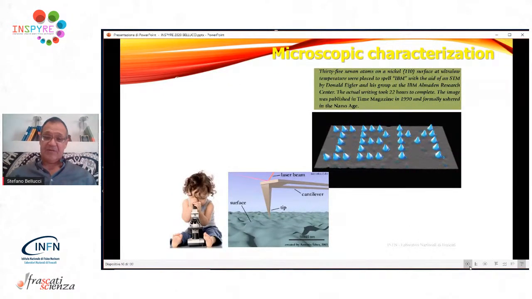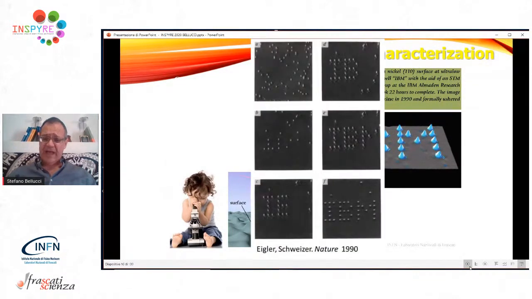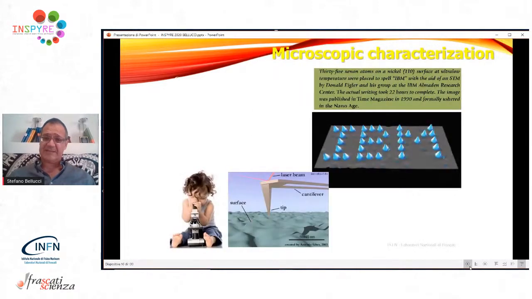How do we see this type of arrangement at the atomic level? In the recent past, in the 1990s, there were striking results obtained by the IBM group, which was able to arrange 35 atoms of xenon on a nickel surface with a certain lattice structure, 110 in particular, of course at very, very low temperature, otherwise the atoms would vibrate and oscillate a lot. So they decided to put them in an ordered structure, for instance, in this case, IBM. It took about 22 hours to complete this image. That was the opposite type of approach. It was a bottom-up approach, as we will see in a minute, and it was achieved using an STM, a scanning tunneling microscope.